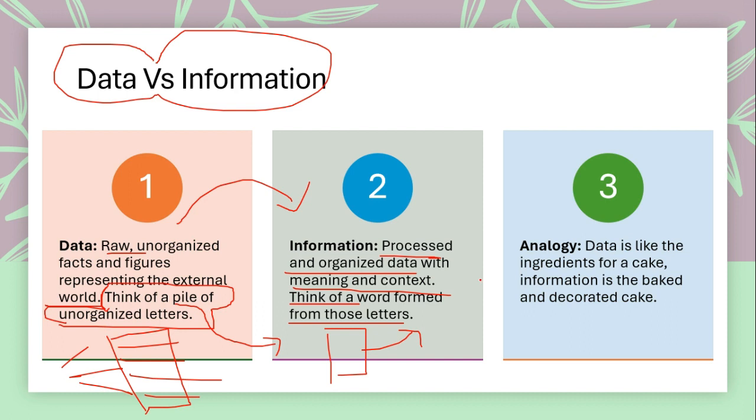From these two definitions, we can say that data is like an ingredient for a cake, like a raw material, and information is like a baked and decorated cake. Information is collected from data, and information is used to organize the data and collect more information from data.